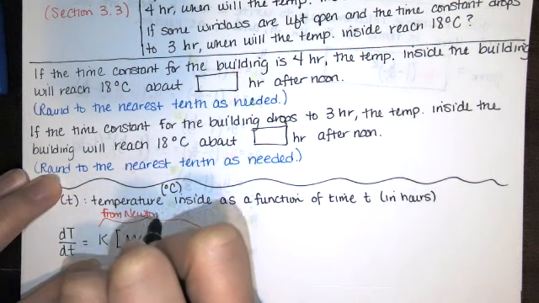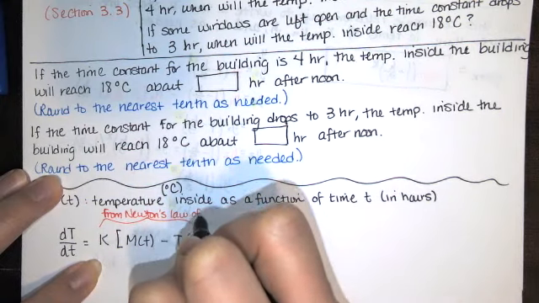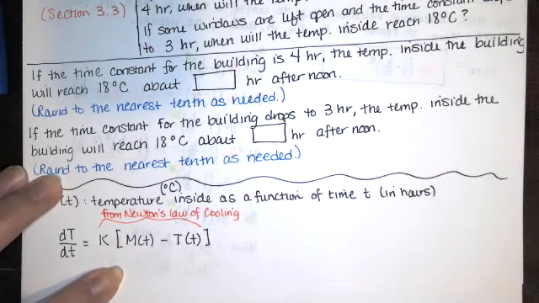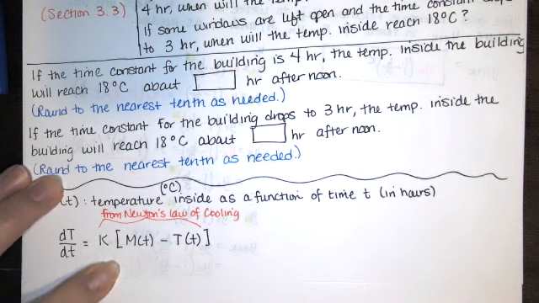And if you're saying, how do you know that that's true? That's based on experiment. Newton knew that this was true. Well, we've got this, that's affecting the rate of change of temperature.